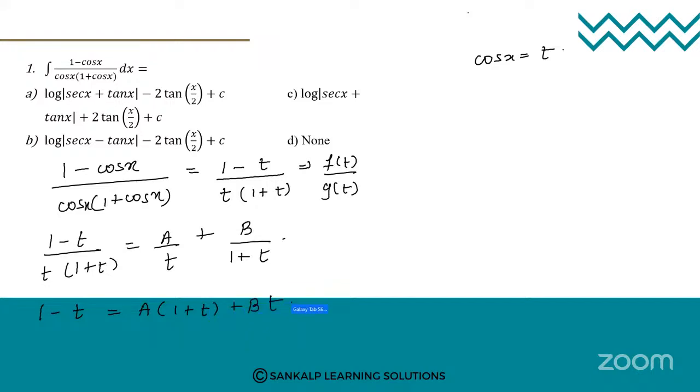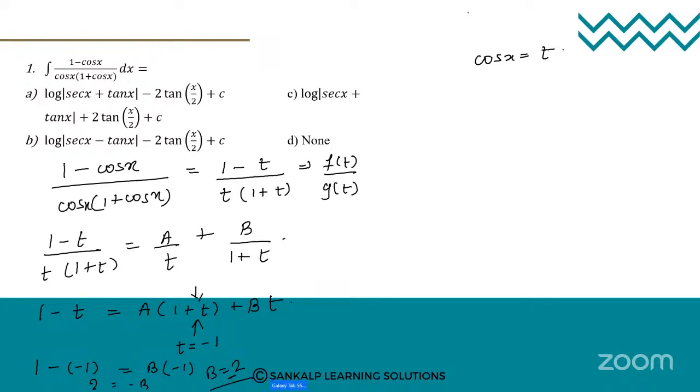Right? So now put t such that 1 plus t equals 0, that is t equals minus 1. So 1 minus of minus 1 here. So if you put t as minus 1, this becomes 0. So b into minus 1. So this is 2 equals minus b. So b equals minus 2.